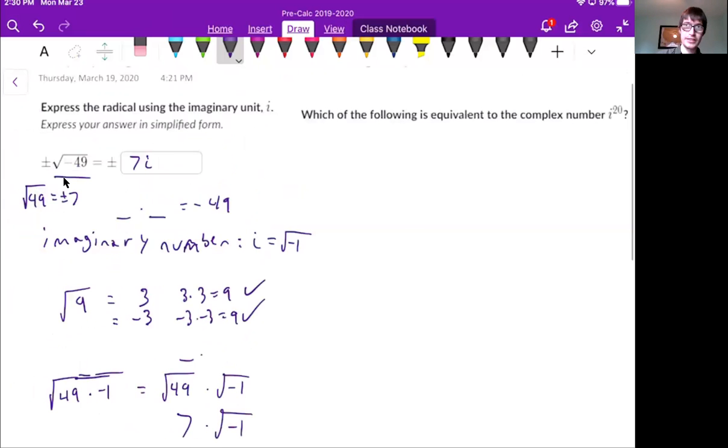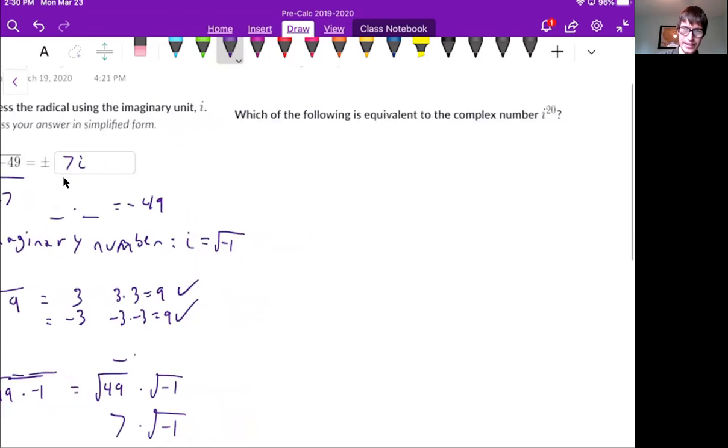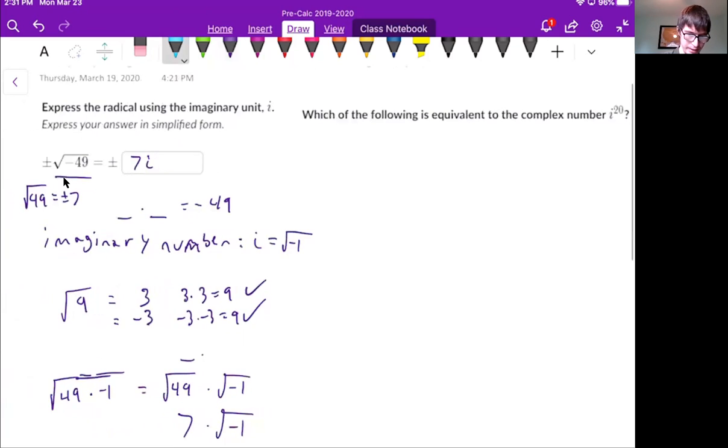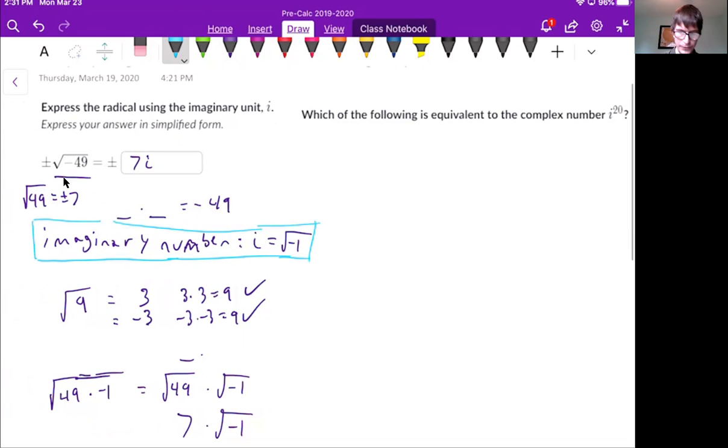That's the first set of problems that we had to do. The other set of problems that gave us a little bit of trouble was a problem like this: which of the following is equivalent to the complex number I equals I to the 20th power? Before I get too far into this, let's make sure I box this out: the imaginary unit is I, and I equals the square root of -1. If you can get the idea that I equals the square root of -1, everything else can kind of follow.